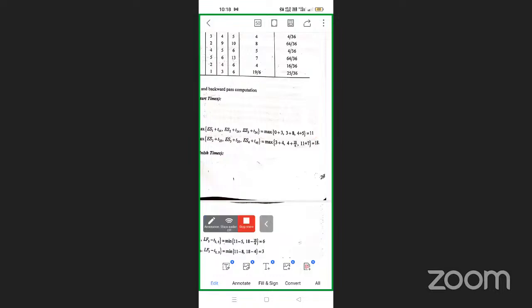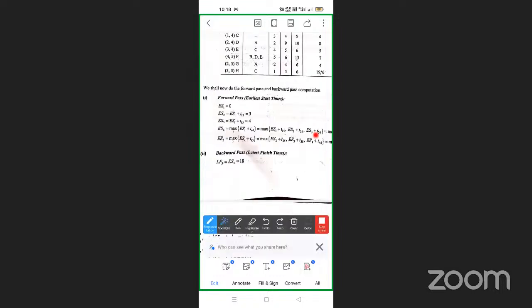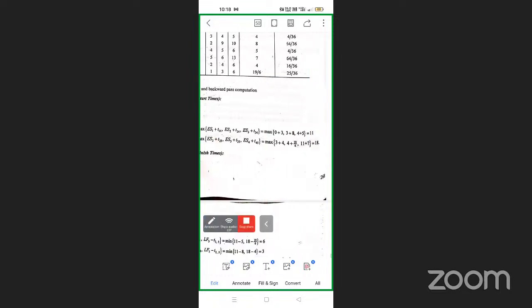Next, the fifth node is also connected to three different nodes. Here also we take the maximum: 18 is the maximum, 11 plus 7. This is the previous class, how to calculate earliest starting time and latest finishing time. So this is 18. Next, backward pass computations.